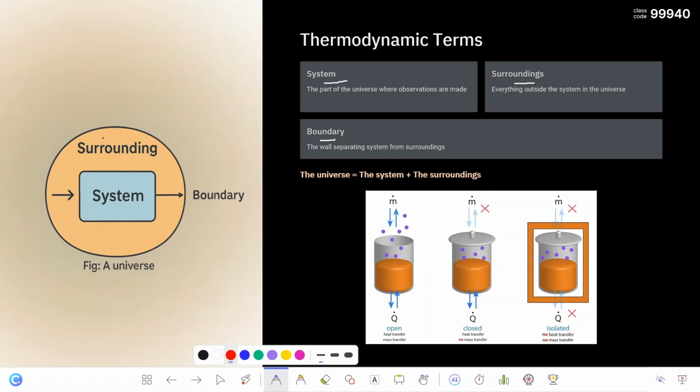Look here. Anything under observation is called a system. Whichever part of the universe we are studying, that part is called the system. The definition of system is given here: the part of the universe where observations are made.